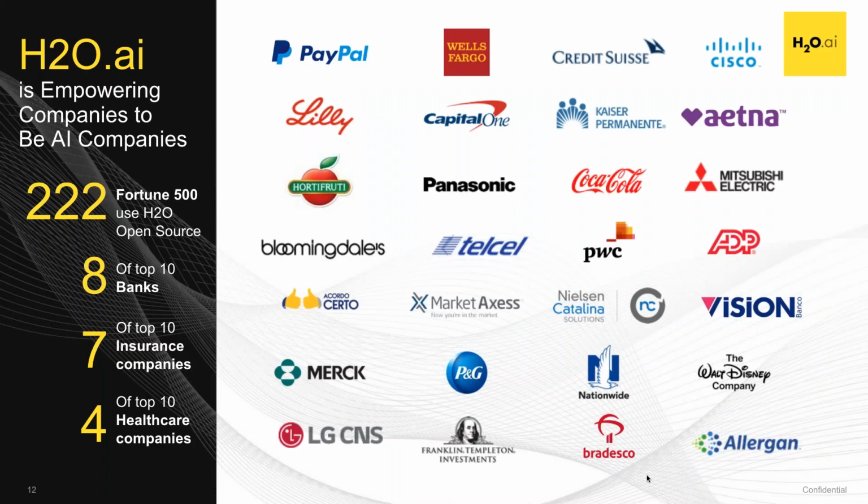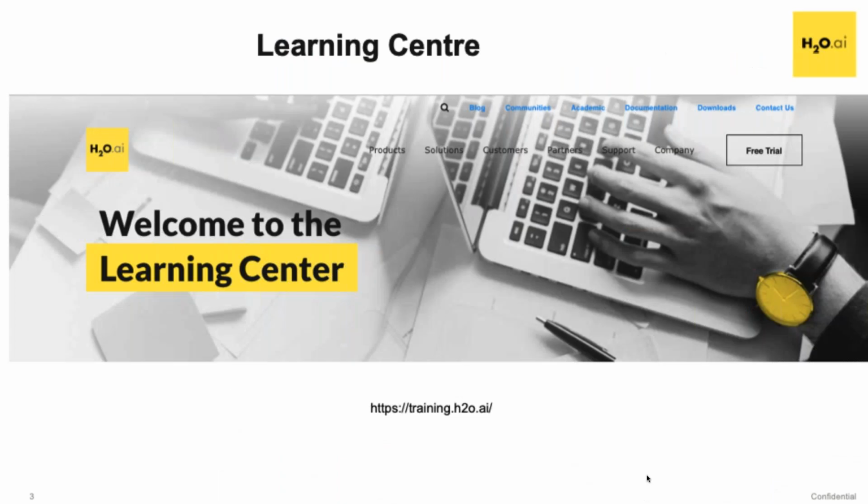These are some of the logos that we have, and we are currently proud to say that almost half of the Fortune 500 companies use our open source product, and you can see these are from all over the world. So this was about H2O.ai.